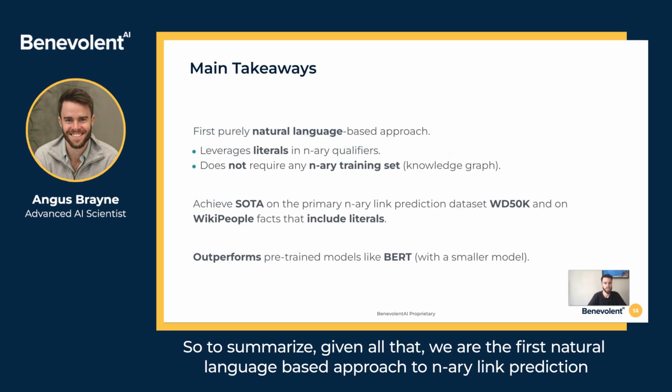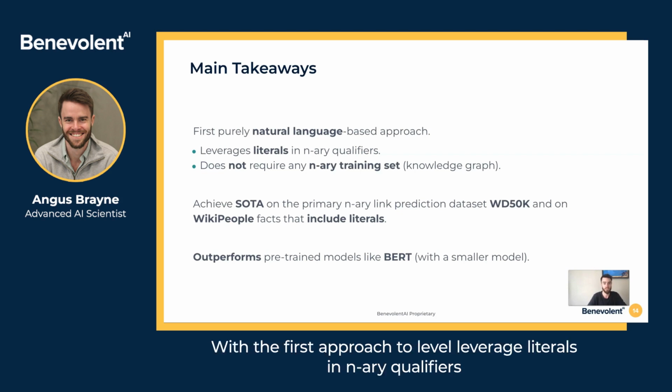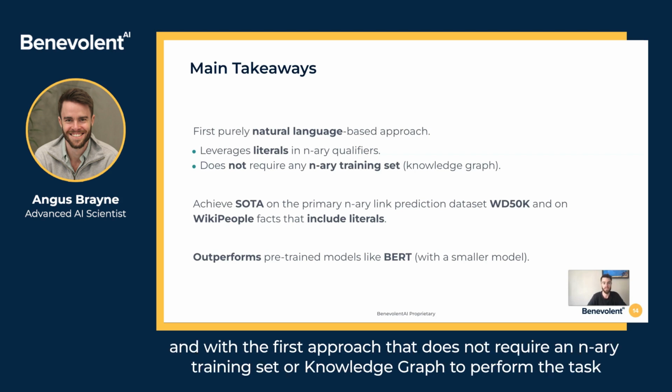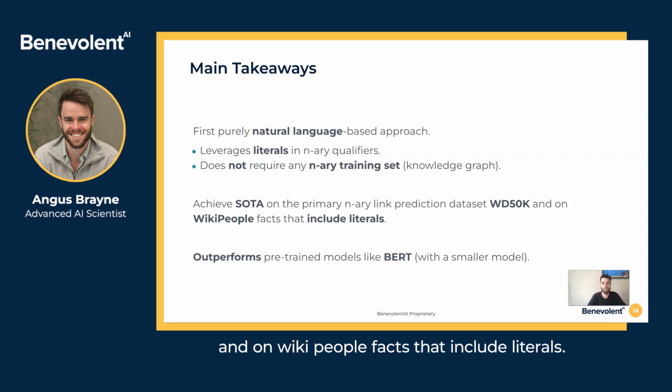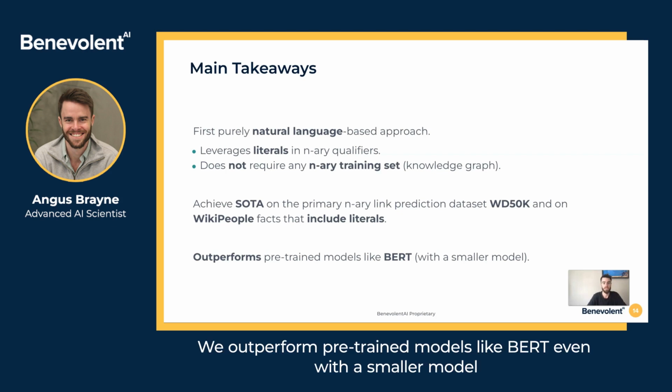So to summarize, given all that, we are the first natural language-based approach to n-ary link prediction. We're the first approach to leverage literals in n-ary qualifiers, and we're the first approach that does not require an n-ary training set or knowledge graph to perform the task. We achieve state-of-the-art on the primary n-ary link prediction dataset, WD50K, and on WikiPeople facts that include literals. We outperform pre-trained models like BERT, even with a smaller model.